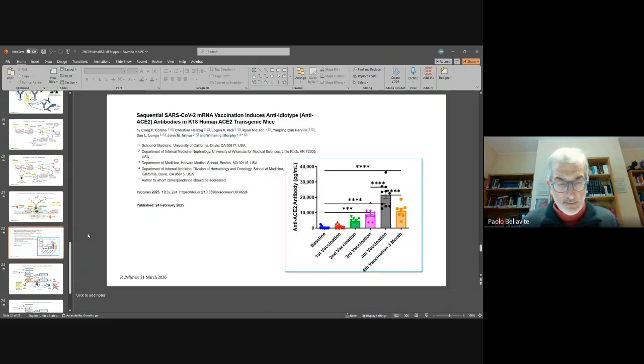Very recently, the importance of the anti-idiotypic mechanism has been confirmed experimentally, with evidence that the administration of the anti-SARS-CoV-2 vaccine to transgenic mice for the ACE2 receptor is followed by the formation of autoantibodies, and the phenomenon is greater with repeated administrations.